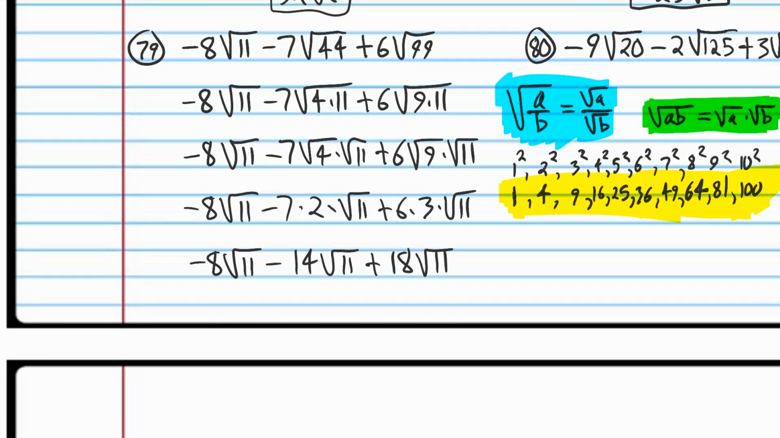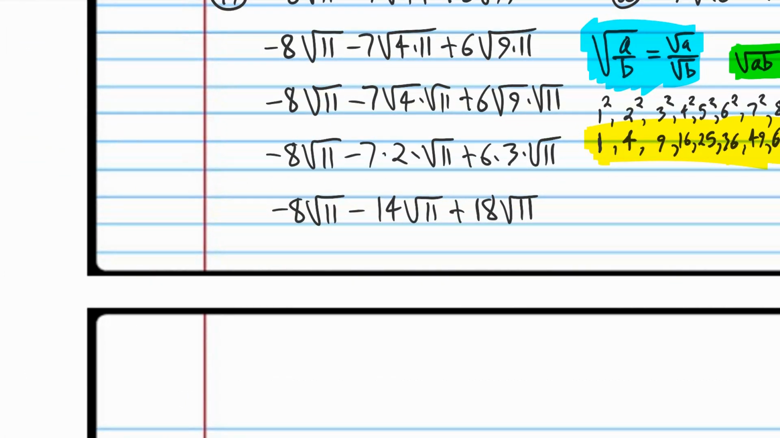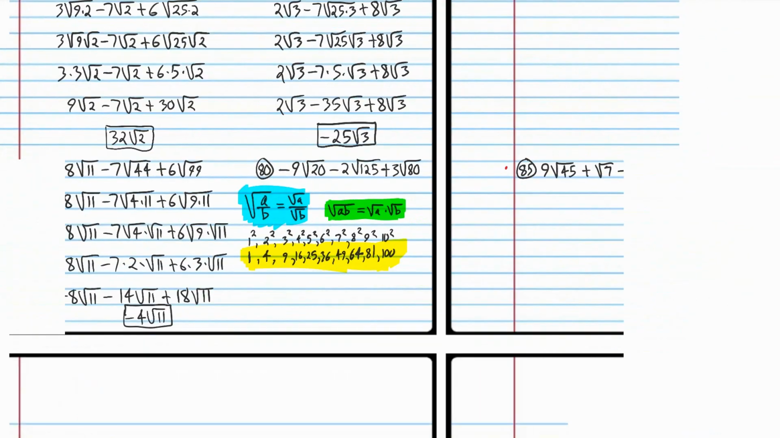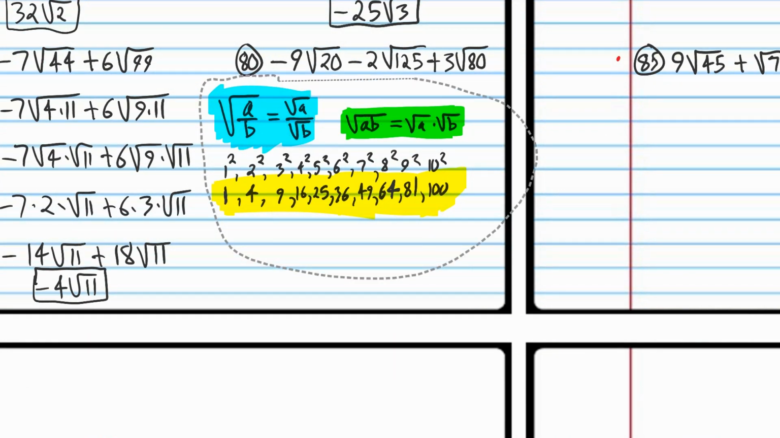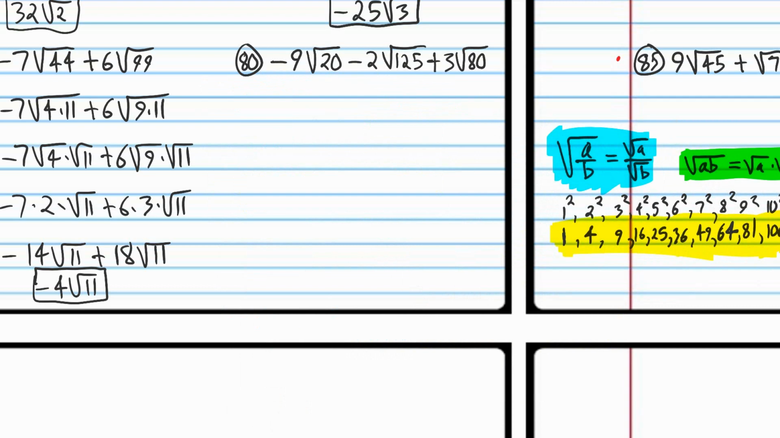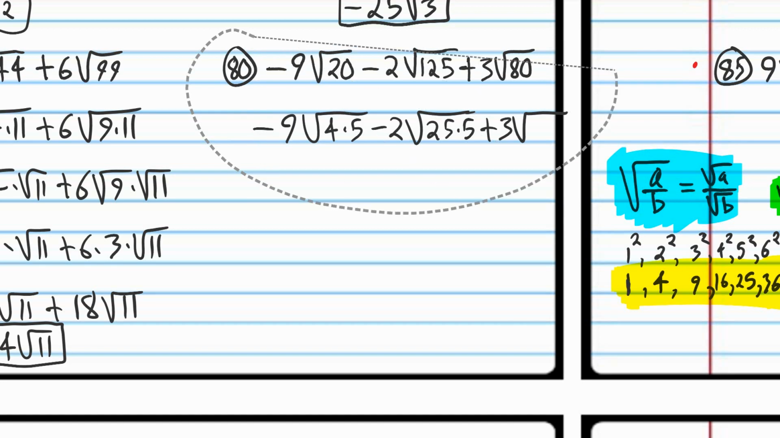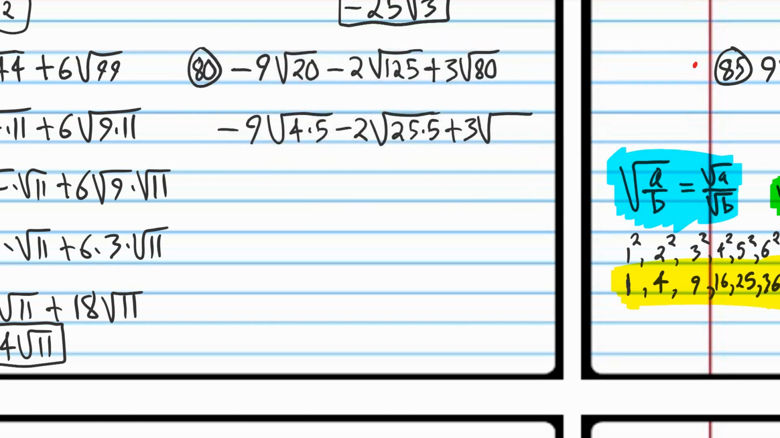Let me just double check that everything looks right. So now we have all root 11, so we can combine. Negative 8 minus 14 is negative 22. Negative 22 plus 18 is negative 4 root 11. So if you got negative 4 root 11, you're way ahead of the game. Good job. All right, so go ahead and try number 80, and when you come back, we'll do it together. All right, we're back. And I think we're going to use 16 times 5. That's the best way to do it, not the only way to do it, but the best way to do it.